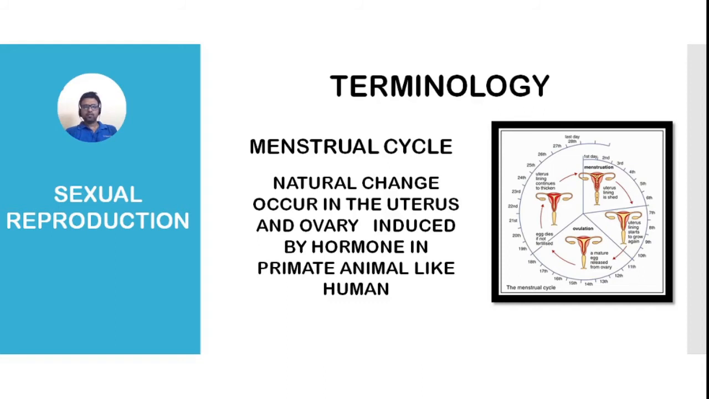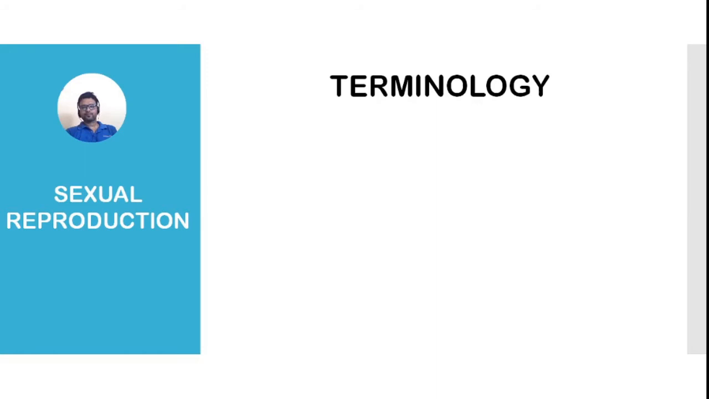So basically, menstrual cycle and estrous cycle are similar. The menstrual cycle helps to produce the female gamete in primate animals, and the estrous cycle helps to produce the gamete in non-primate animals. This is the main difference between menstrual cycle and estrous cycle.